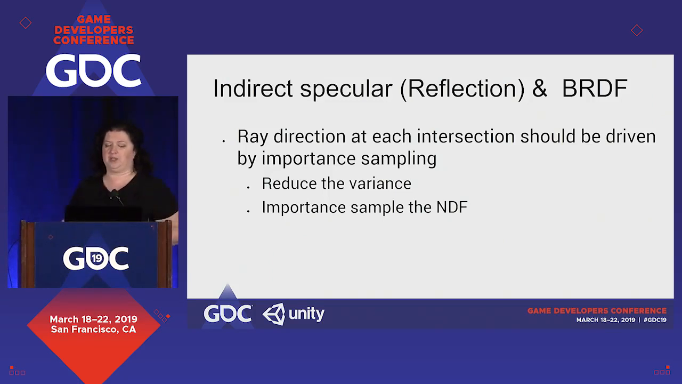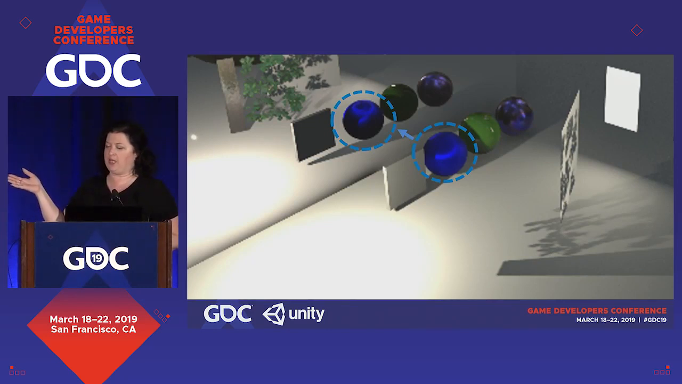So at each intersection, we need to consider in the reflection pass that the direction of the ray needs to actually be driven by importance sampling. The reason we want to do this, again, is to reduce the variance. So we have to make sure that it follows the distribution of the material. Now, this is an example of anisotropic, right? And you see its reflection in the subsequent object. And we need to know the actual NDF of the material in order to create the distribution direction.